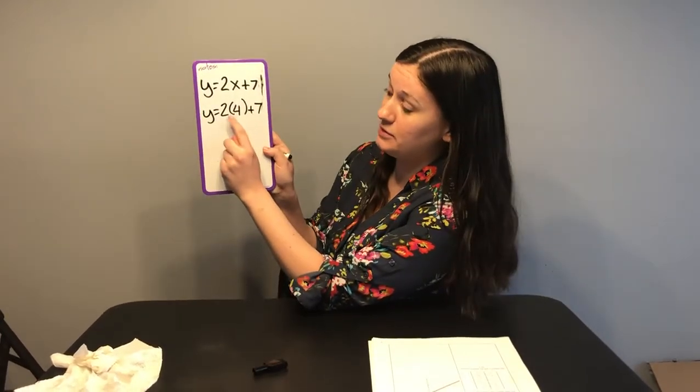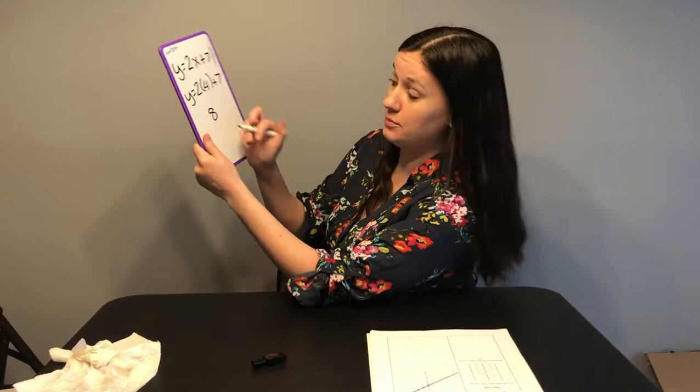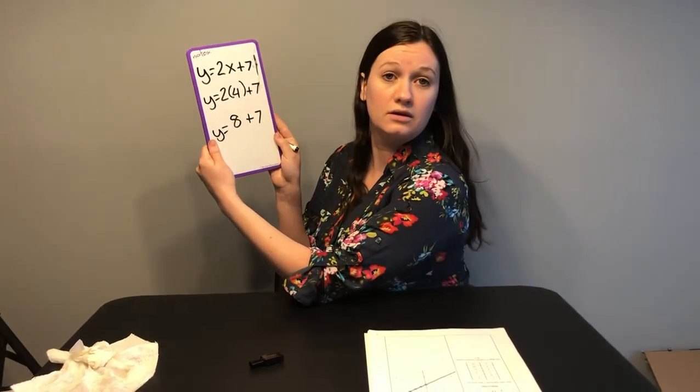Now, when there's two numbers next to each other like that, that means multiplication. 2 times 4 is 8. Now we bring everything else down. Y equals 8 plus 7. 8 plus 7 is 15. So y equals 15. Okay?